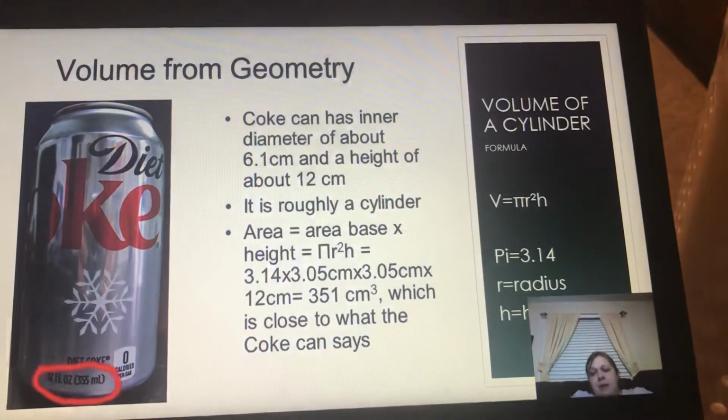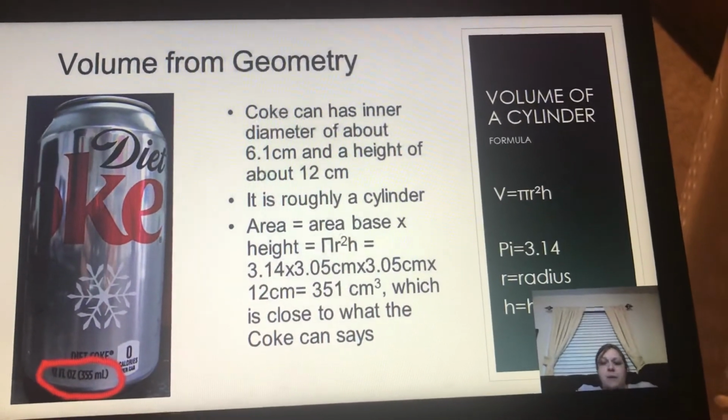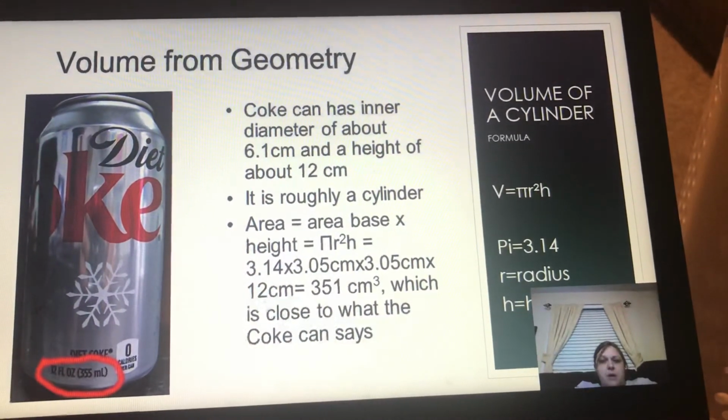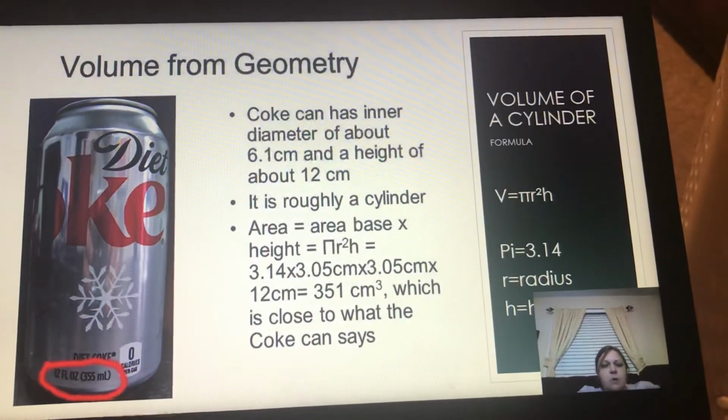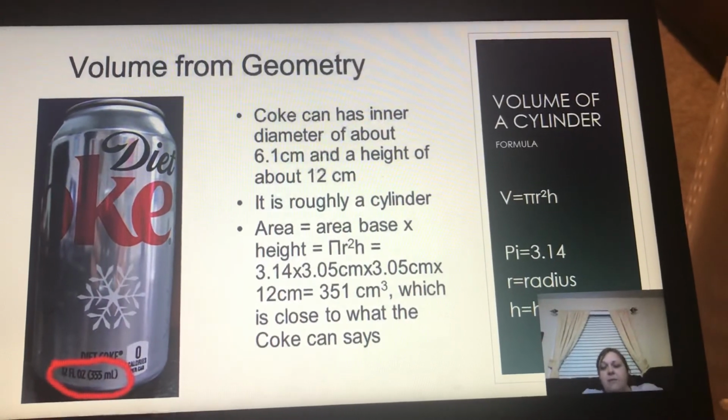Okay, guys, for the last slide, we're going to talk about volume of a cylinder. The formula for that is pi times r squared times h, which is your height. Over here, I found this really cool example to see if it actually works.